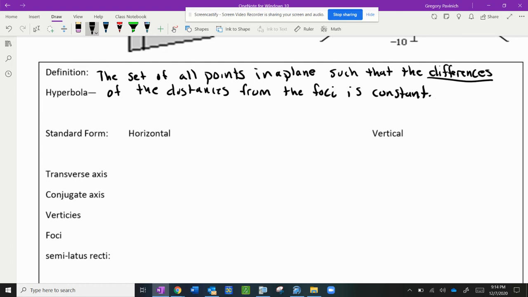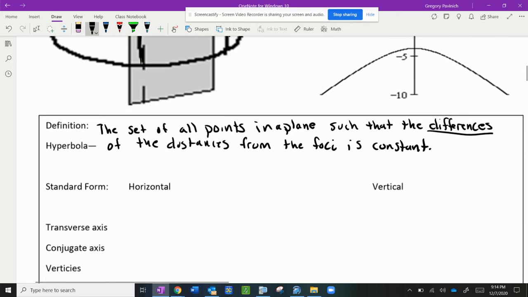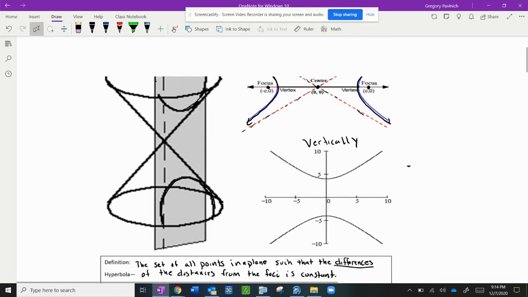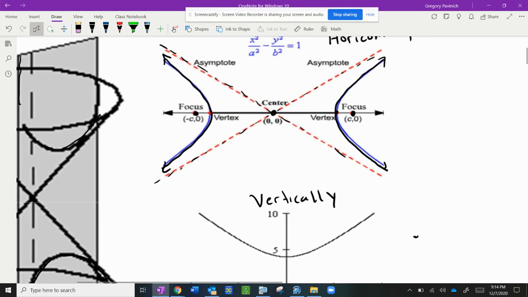If we go back up to the picture, remember there's these foci, and if I took a point and measured from here and then to the other one, so I'd have this D1, D2, and I subtracted them, those distances would be constant no matter which point I picked on the hyperbola, either hyperbola.